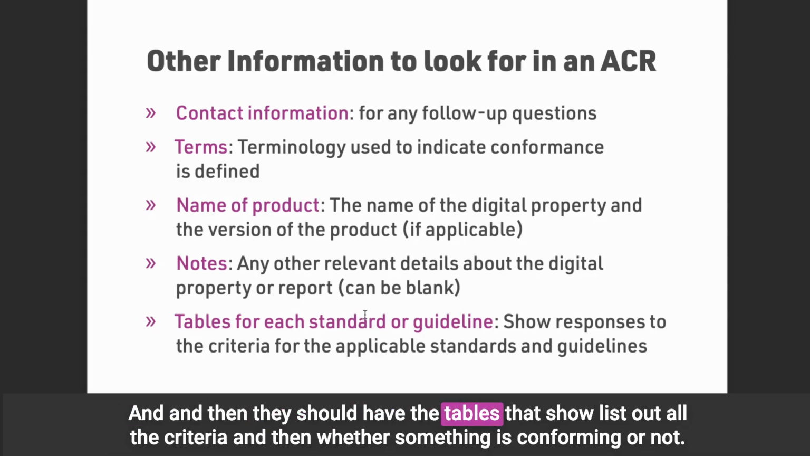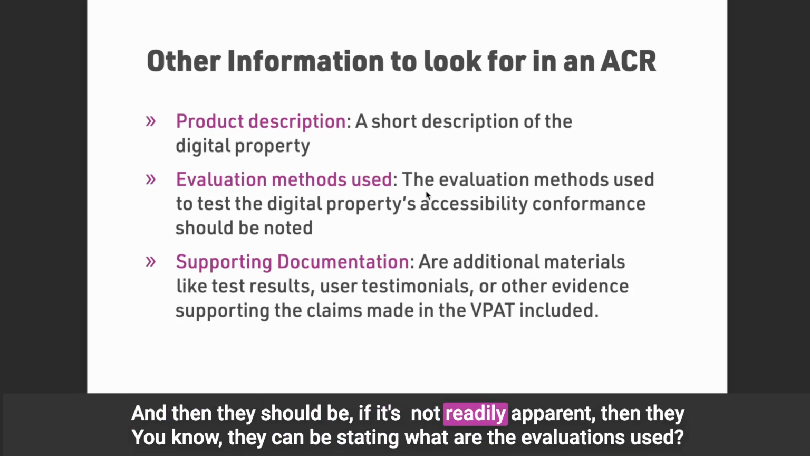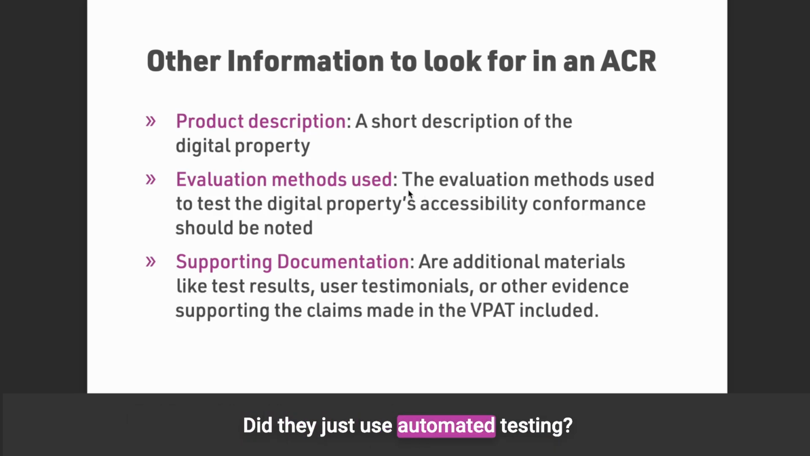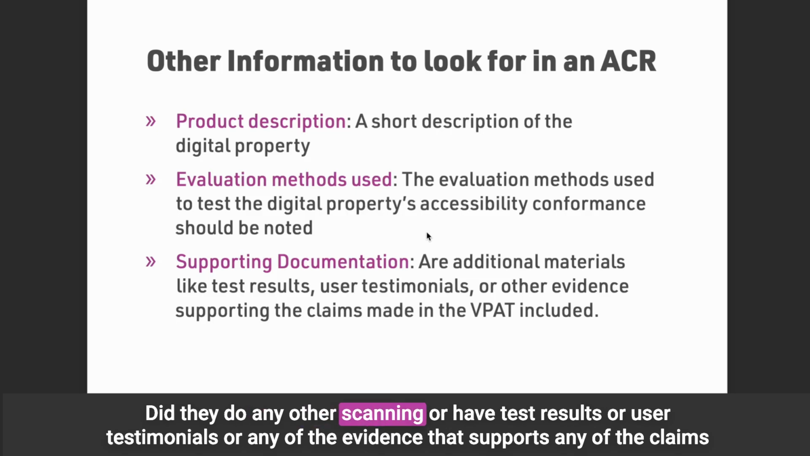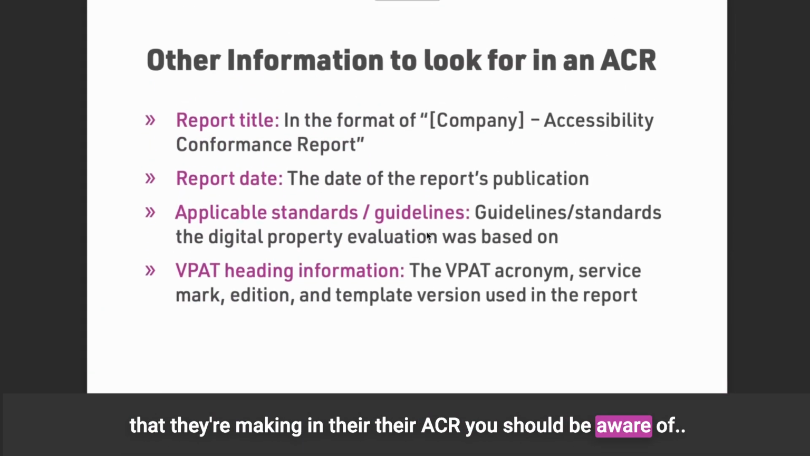And then they should have the tables that list out all the criteria and then whether something is conforming or not. The product should be described. What is it for? What's the purpose of the product? And then if it's not readily apparent, they can be stating what are the evaluations used. Did they just use automated testing? Did they also do manual testing and automated testing? And then what are supporting documentation? Did they do any other scanning or have test results or user testimonials or any evidence that supports any of the claims that they're making in their ACR? You should be aware of.